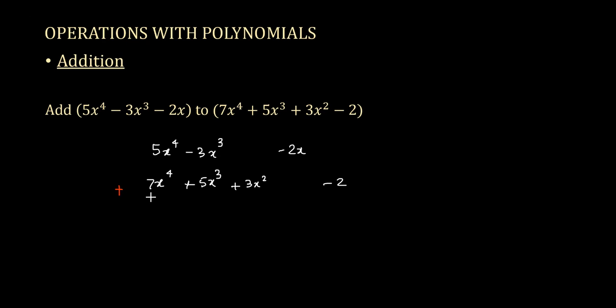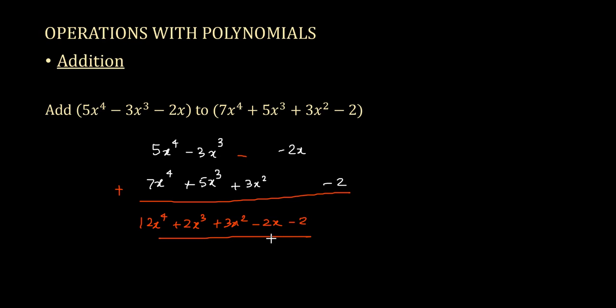Now we have to add these two, right? How do we add polynomials? We just add the coefficients. For example, if I say you have to add 5 apples to 7 apples, the total you will get is 12 apples. So it is just like 7x to the power 4 plus 5x to the power 4 is 12x to the power 4, right? 5 minus 3 is plus 2x cube. There is no term in x square here, so I will write just 3x square minus 2x and minus 2, right? It's very, very simple. So this is how we add any two polynomials.